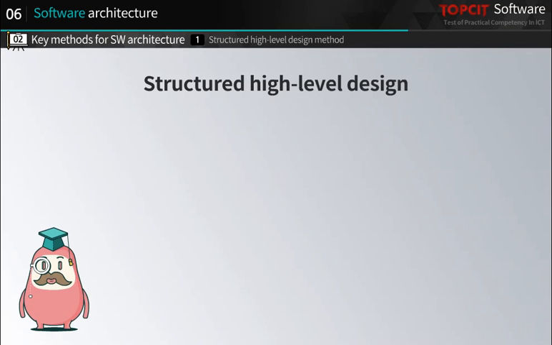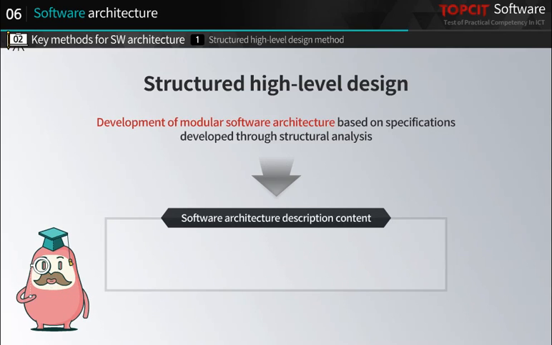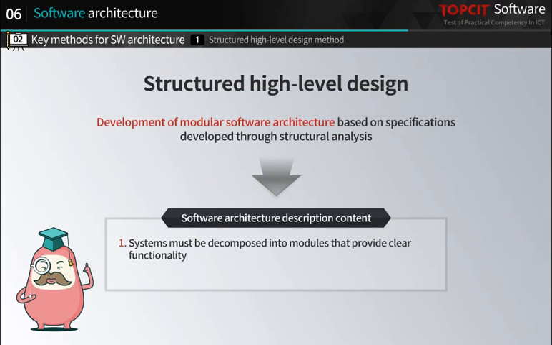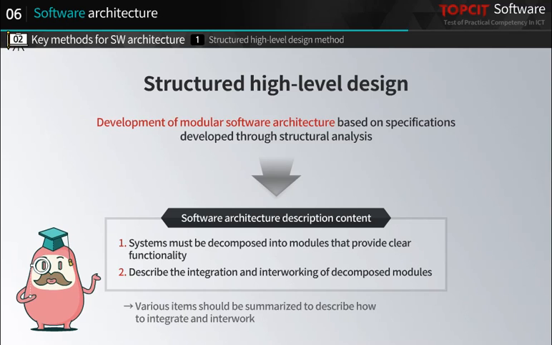The purpose of structured high-level design is to develop a modular software architecture based on specifications developed through structural analysis. In software architecture, two big actions must be described. First, decompose the system into modules that provide clear functionality. Second, describe how the decomposed modules integrate and interwork together. In particular, various items must be organized to describe how to integrate and interwork.